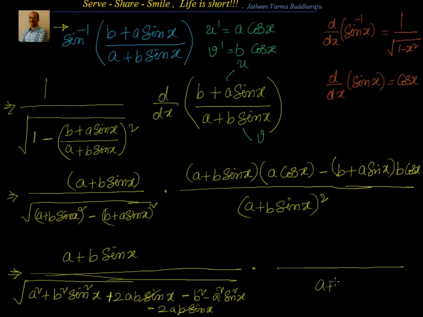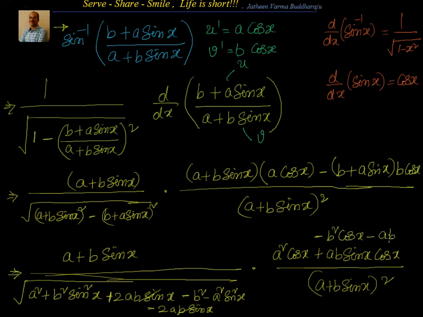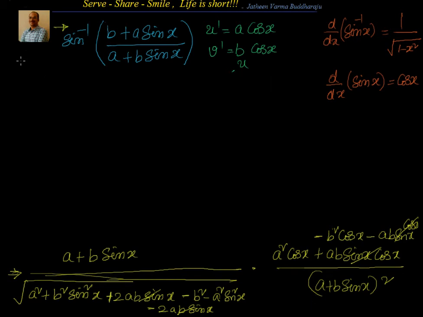So we'll have here (a plus b sin x) whole square, and a into a is a square cos x, plus b sin x into a cos x is ab sin x cos x, minus b square cos x, b into b cos x is b square cos x, minus ab sin x cos x. So you can see ab sin x cos x, ab sin x cos x cancels out. Let's write the next step.